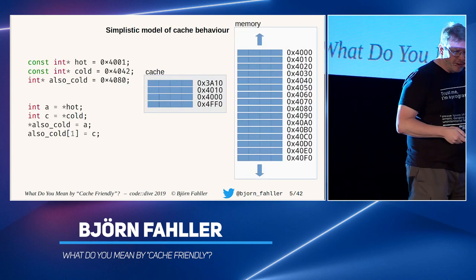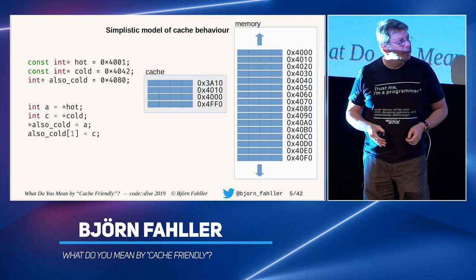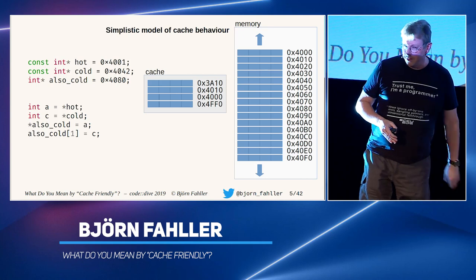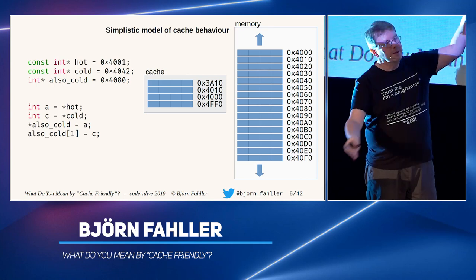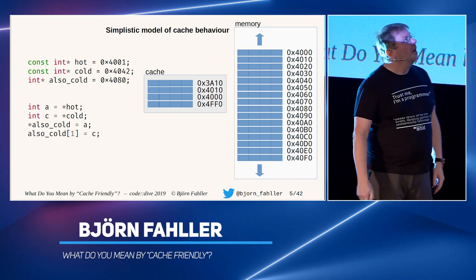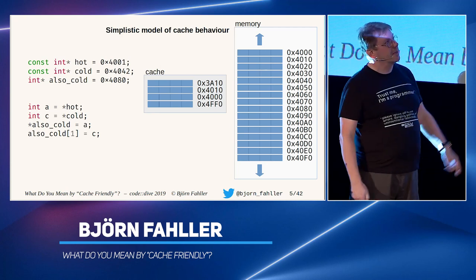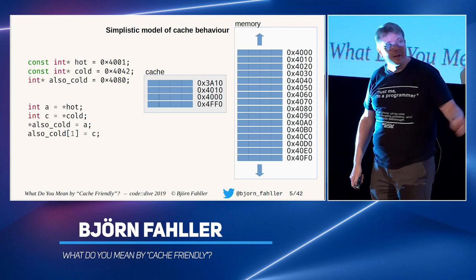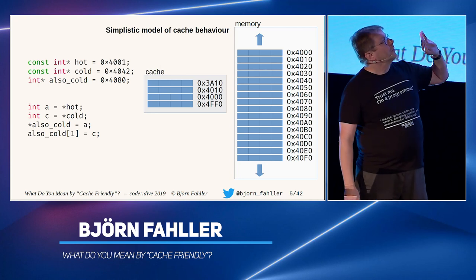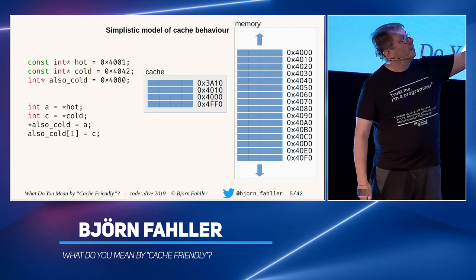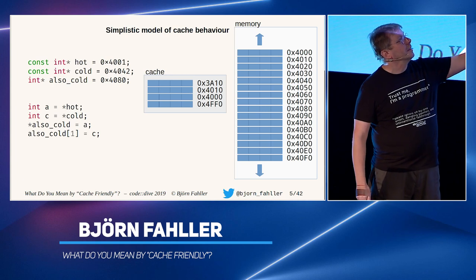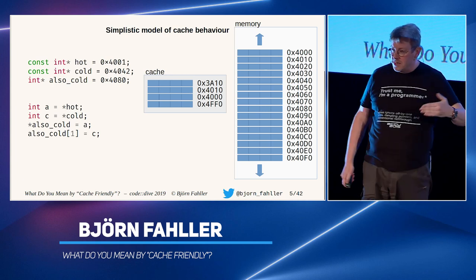So my model of the cache is like this. We have to the right the main memory. It's huge. And then in the middle we have a cache. It's small. This is actually ridiculously small, with four cache lines. So we can see that it has a number of words in it, and to the right we see which address is cached.